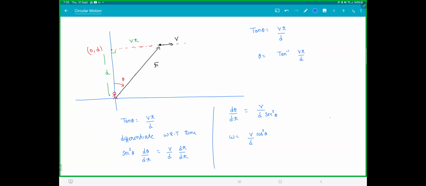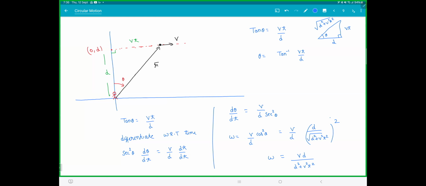But what is cos theta? I already know tan theta. If I know tan theta is vt by d, this is d, this is the hypotenuse, root over d square plus v square t square. You can find cos theta from there. V by d cos square theta will be d by the hypotenuse, root over d square plus v square t square, whole square. One d will cancel, you end up with vd by d square plus v square t square. This is your omega as function of time t.